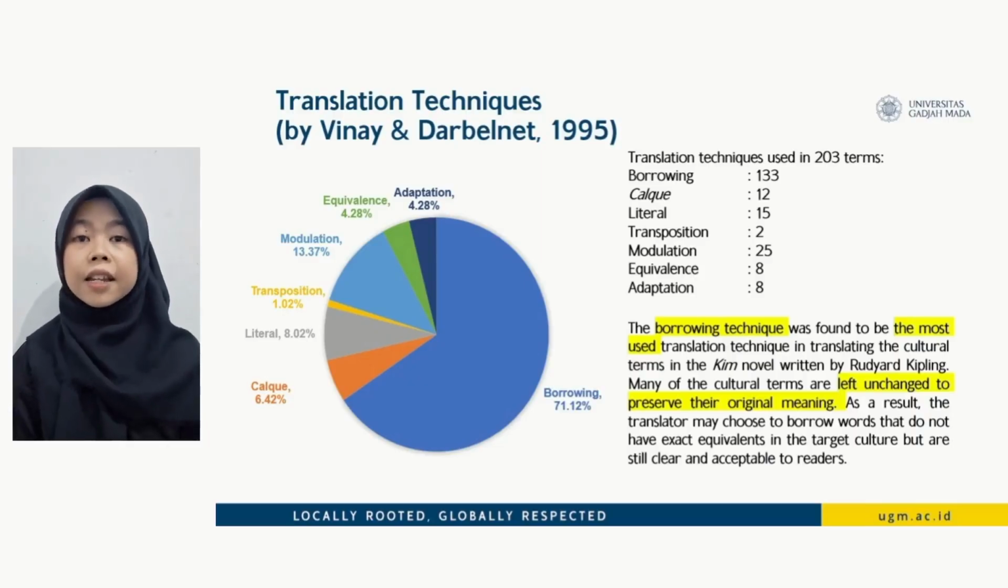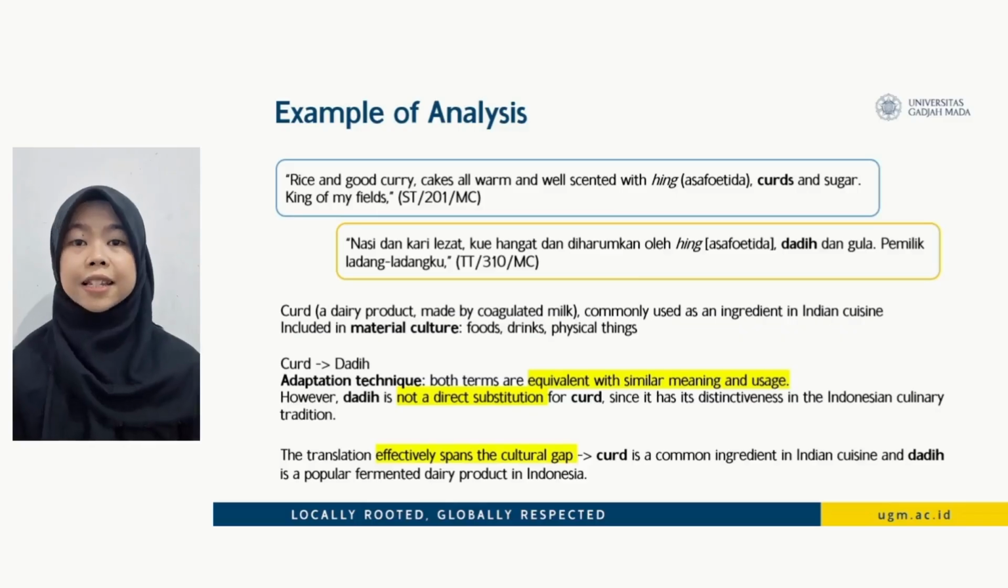Translation technique. There are 7 types of translation techniques proposed by Vinay and Darbelnet, which are used to analyze the technique of translating the cultural terms. The study shows that the most frequently used technique is borrowing, which appears in 133 data. This is the example of the analysis.